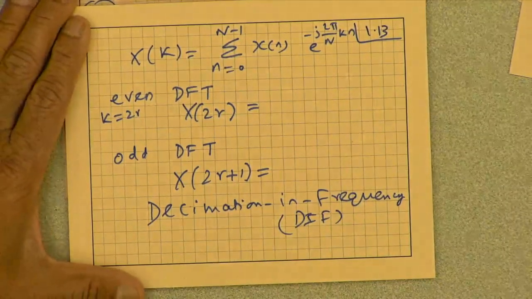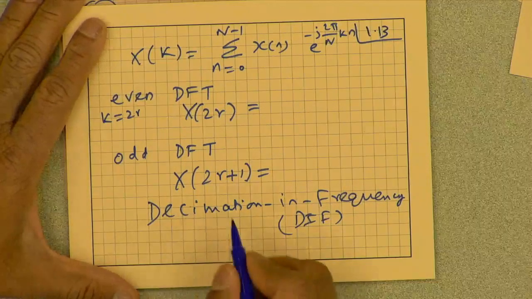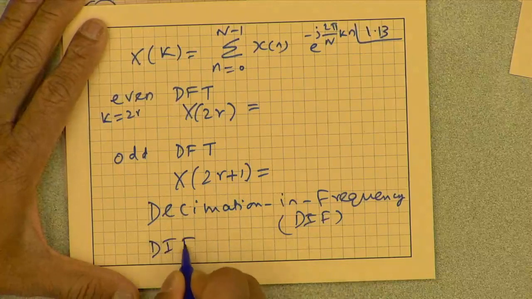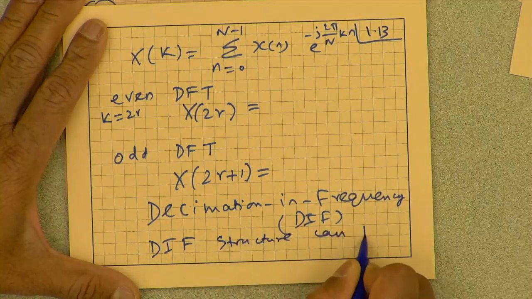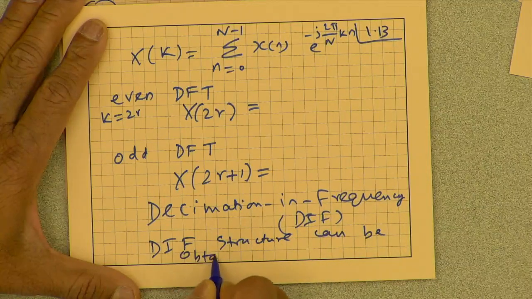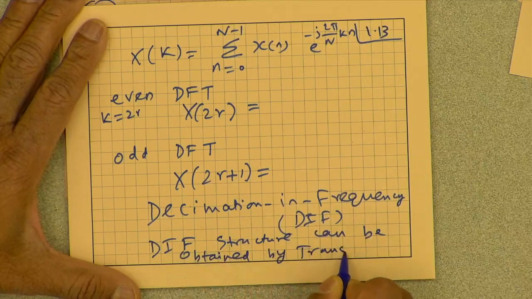And in fact, as we move along, we'll try to see that if you think about them as a matrix operation, the DIF structure can be obtained by transposing the DIT, and we'll talk more about that later on.